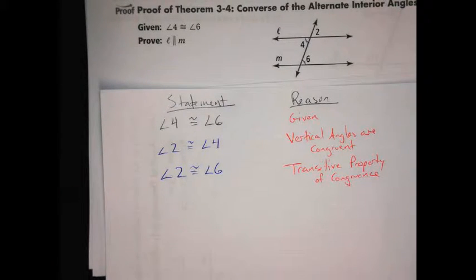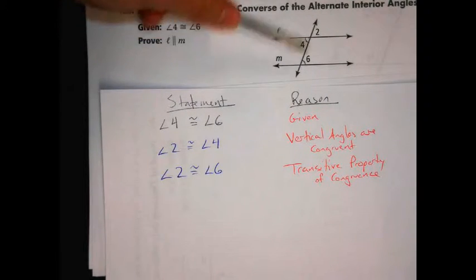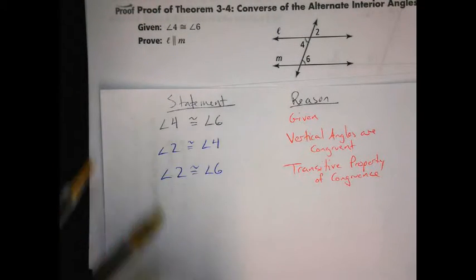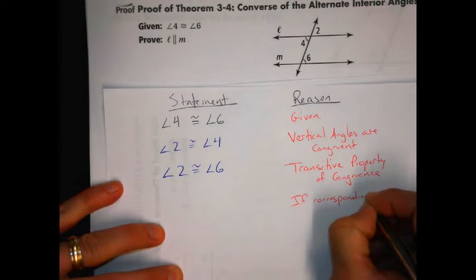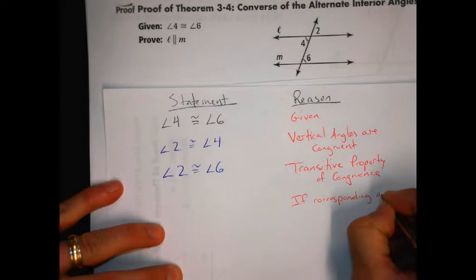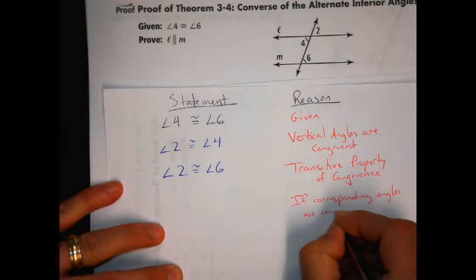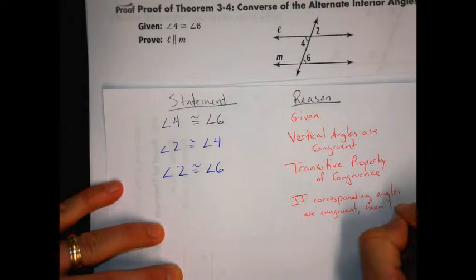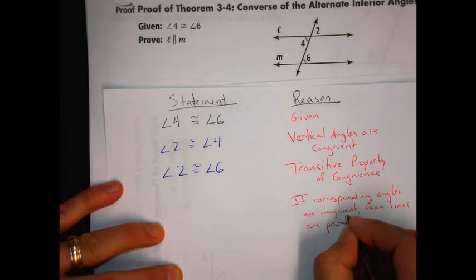Get used to it. And then lastly, we can close the deal, right? What happens if angle 2 and 6 are congruent? Well, they're corresponding angles, right? So we can go ahead and jump to the thing. If corresponding angles are congruent, then lines are parallel. We have to write the whole thing. So we have to know that. I don't care what you call it, you just got to know to say it.